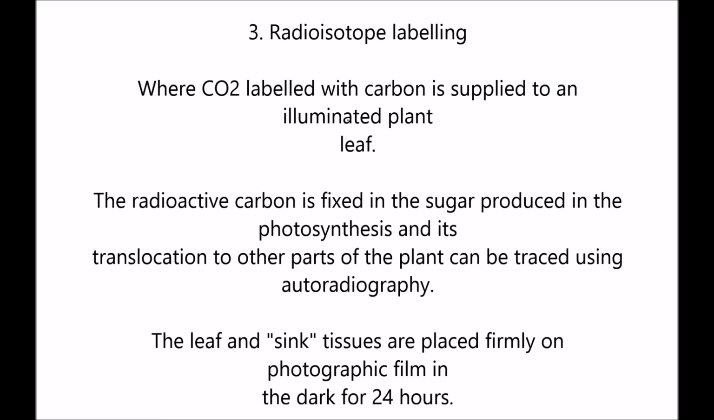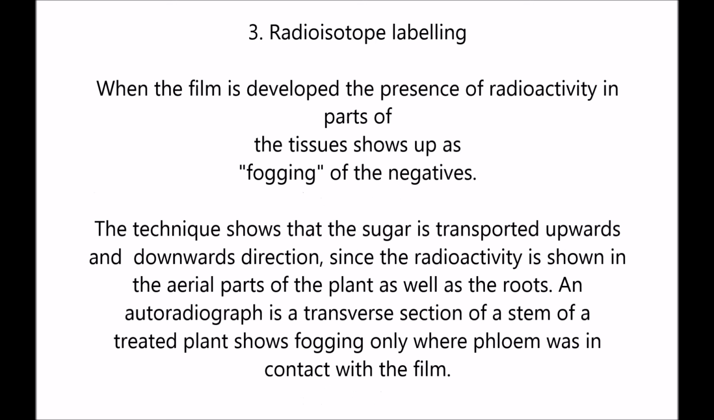The leaf and sink tissues are placed firmly on photographic film in the dark for 24 hours. When the film is developed, the presence of radioactivity in parts of the tissue shows up as fogging of the negatives. The technique shows that the sugar is transported in upward and downward directions, since the radioactivity is shown in the aerial parts of the plants as well as the root. An autoradiograph of a transverse section of a stem shows fogging only where phloem was in contact with the film.